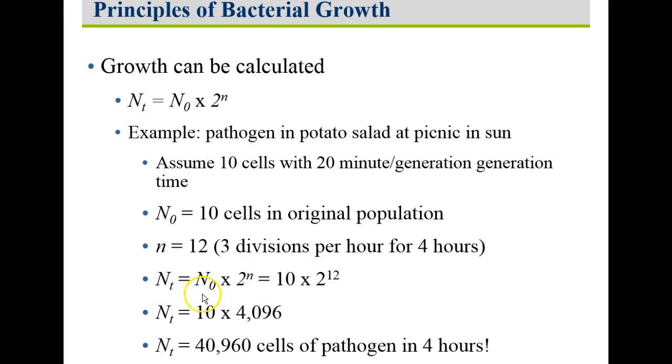NT equals 10 times 2 to the 12, 12 being the number of generations. Solving the equation gives us 40,960 cells of the pathogen in 4 hours.